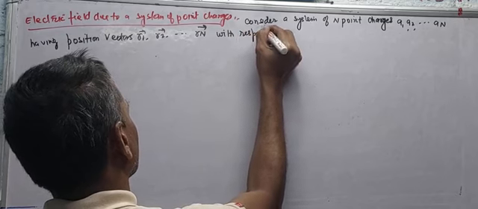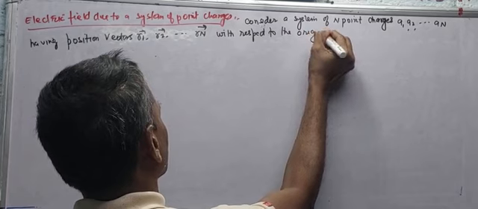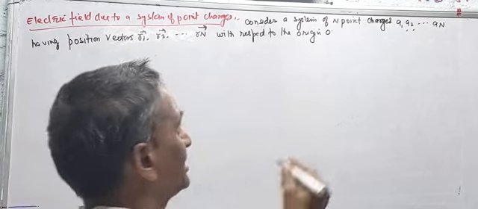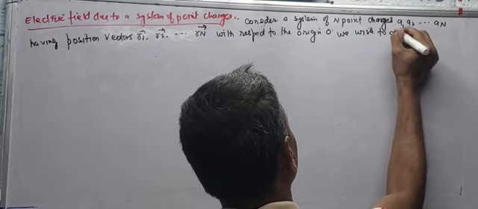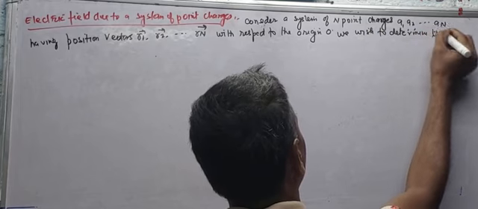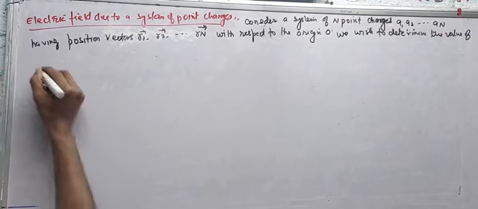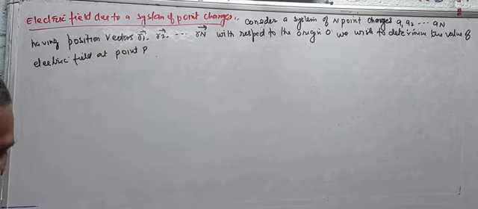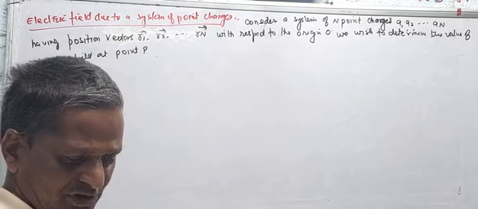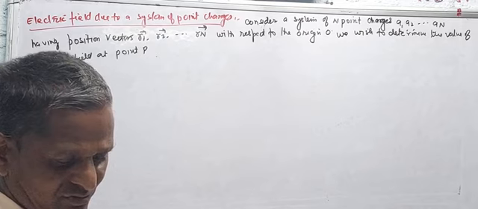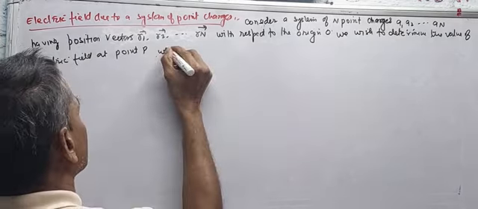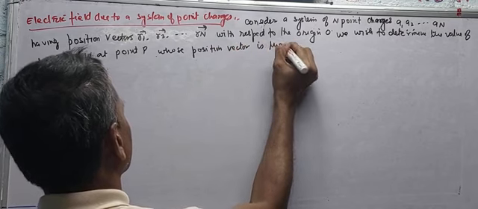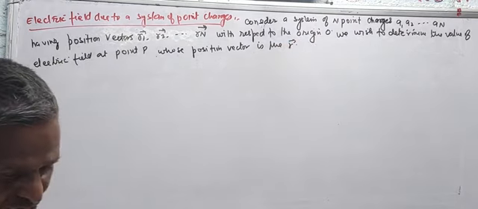With respect to the origin O, we wish to determine the value of electric field at point P, whose position vector is the r vector.